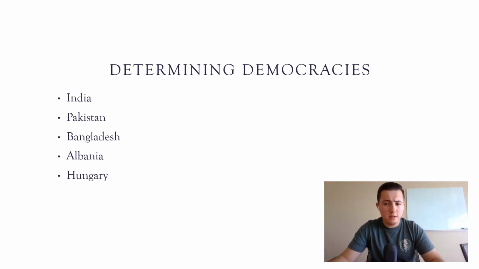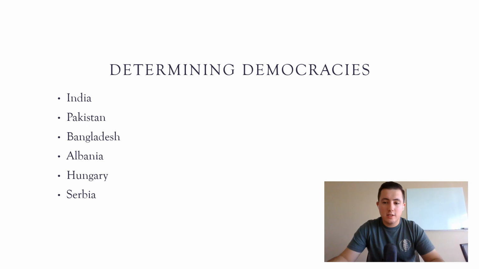Hungary was also coded as a democracy. They scored worse than Albania, but they still scored a 24 out of 40 on the political rights section, and they also had a 3 out of 4 within the electoral processes, which meets the criteria that I set for democracy.